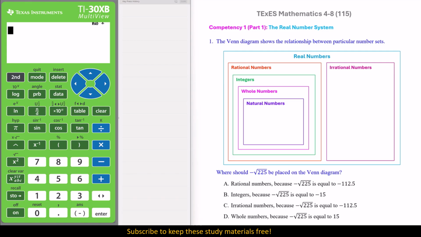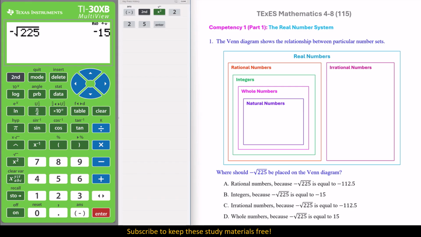Well, what we need to do is pop that in the calculator and then see what that means with our rules, what constitutes each of these subsets. Okay, all right, so let's say push negative first. Negative, and then second, and then we need that square root, which is just above x to the second power. Okay, now we enter 225. Push enter. Notice that's an integer.